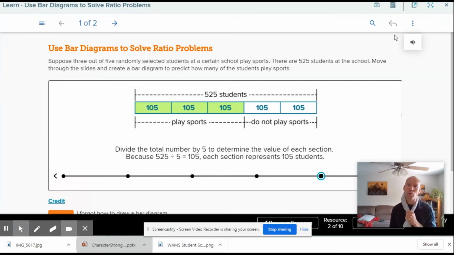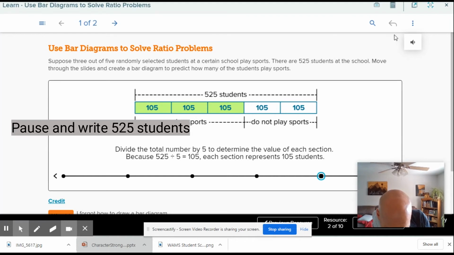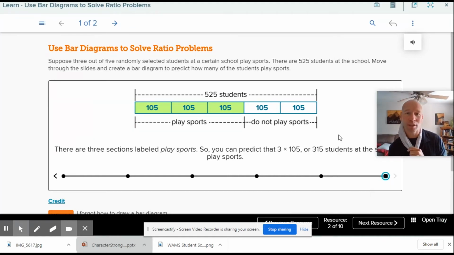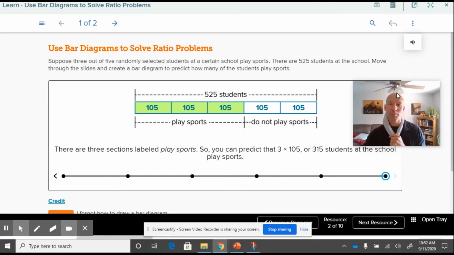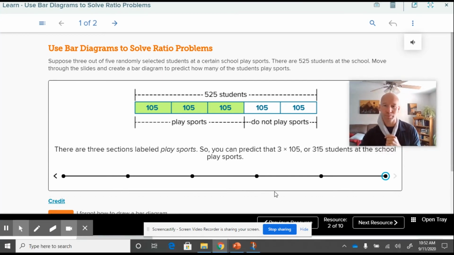It says divide the total number by 5 to determine the value of each section. Because 525 divided by 5 is 105. Then each section represents 105. There are 3 sections that play sports. So you can predict that 3 times 105, or 315 students at the school, play sports.